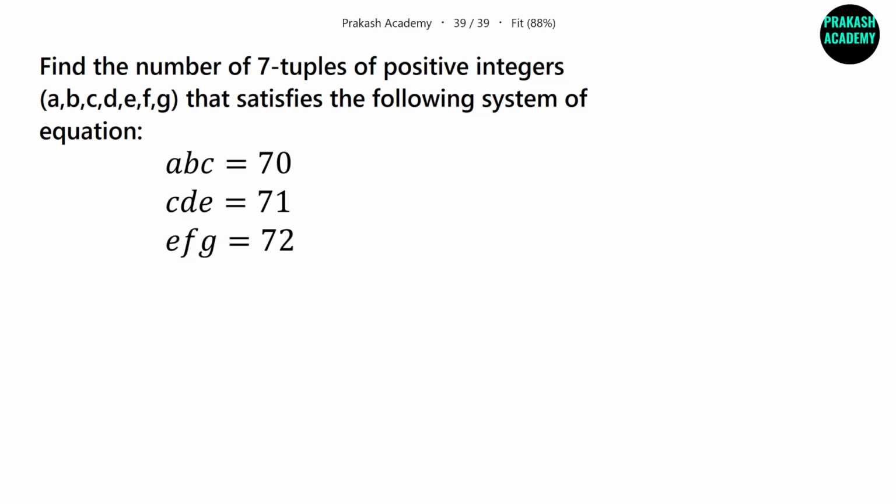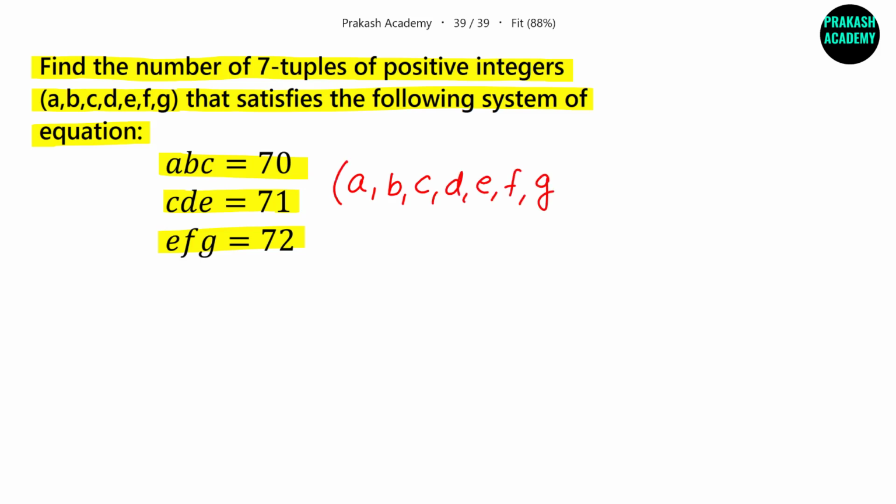So in this problem, we will solve for 7 unknowns. This says, find the number of 7-tuples of positive integers a, b, c, d, e, f, g that satisfy the following system of equations. The equations are abc = 70, cd = 21 and efg = 72. So we have 7 unknowns, that is a, b, c, d, e, f and g. We have to find a solution for these unknowns, given that the solutions are positive integers.